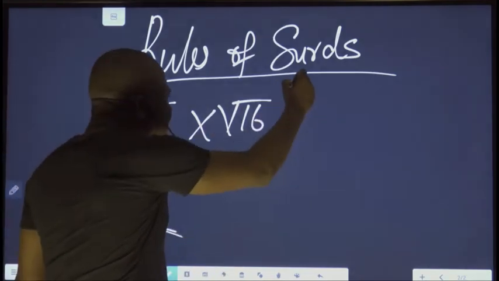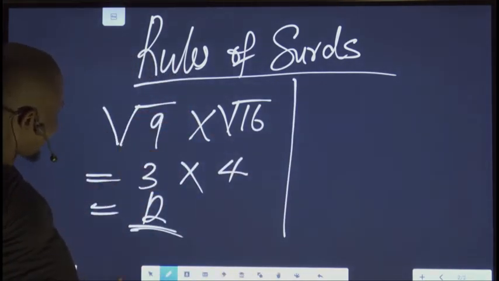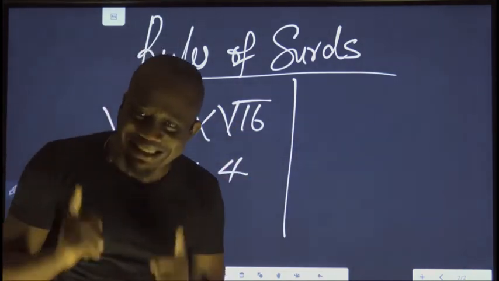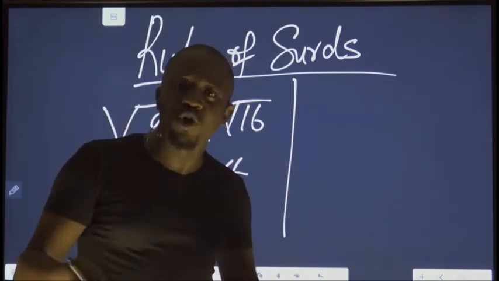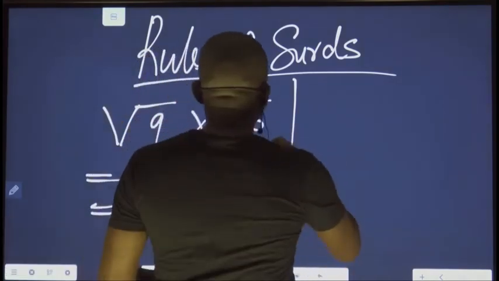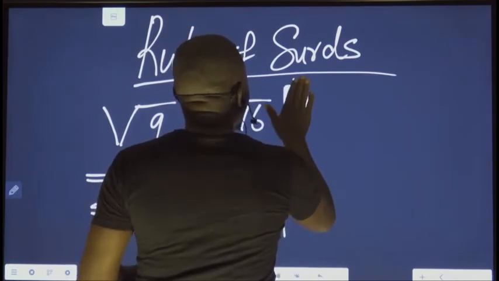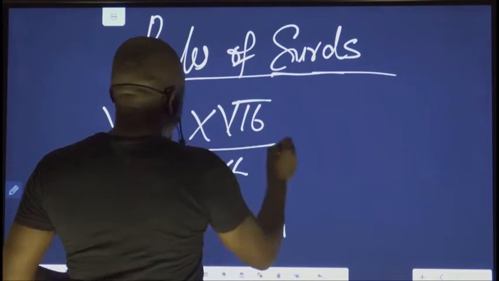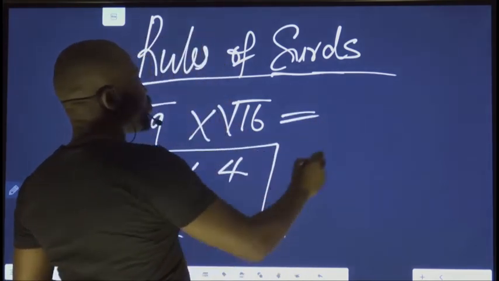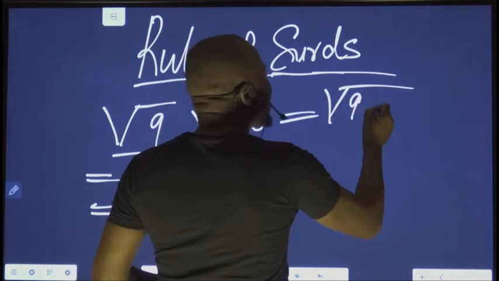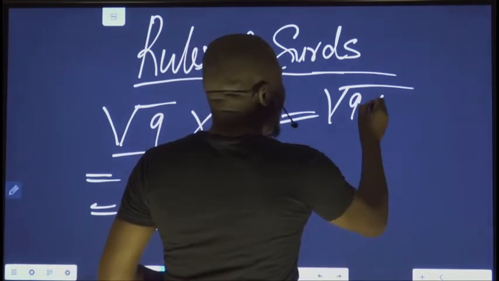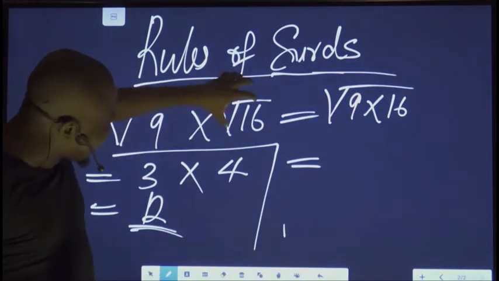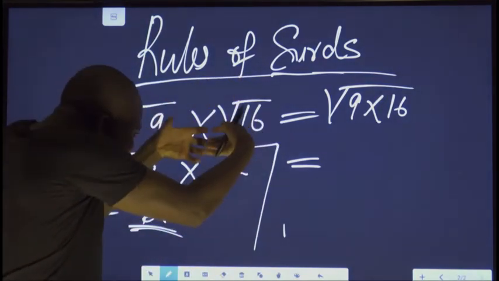What if I approach it like this? Instead of coming like this, I first of all multiply the two together. If I multiply 9 by 16, you agree with me, I'm going to have 144. So instead of approaching it like this, let me take this one out. I say this is equal to the square root of 9 multiplied by 16. Okay? Look at it now. This is alone, this is alone. Now, I am bringing them together.